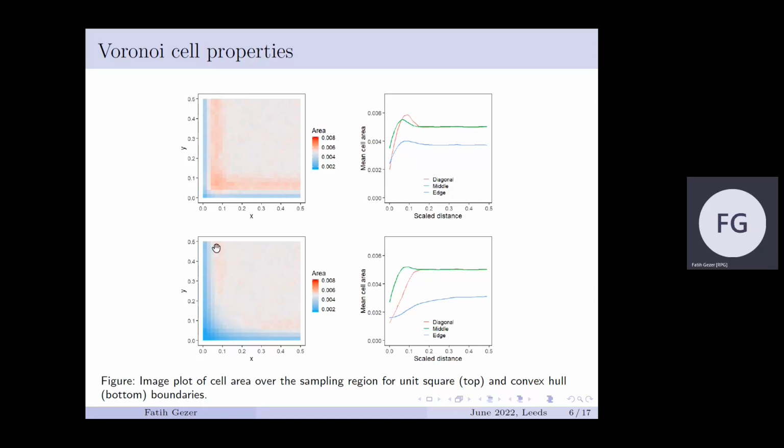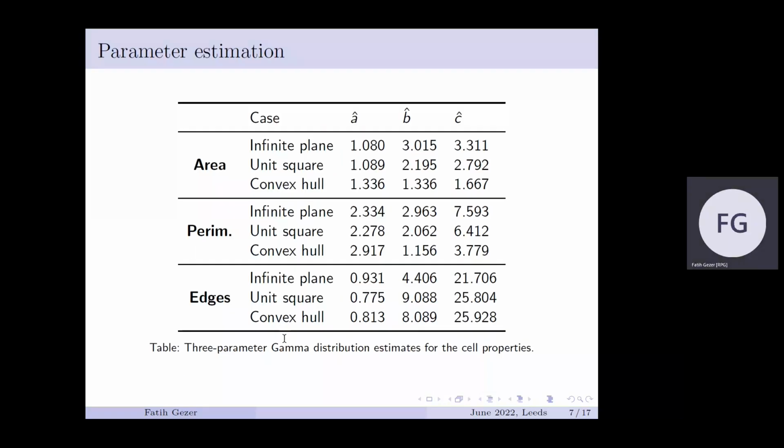And this is another boundary type, where we use the convex hull as the boundary. So we have even smaller areas near the corners of the region. We also approximated the cell properties for different boundary cases. So if there is no boundary, the cell properties are approximated using the 3-parameter gamma distribution, and these are the parameter estimates.